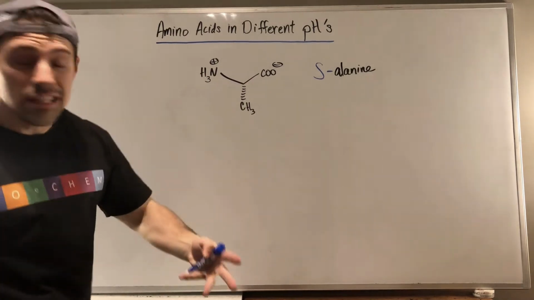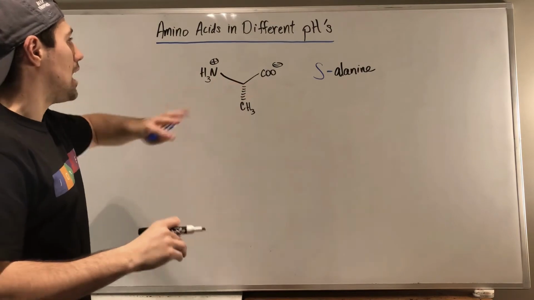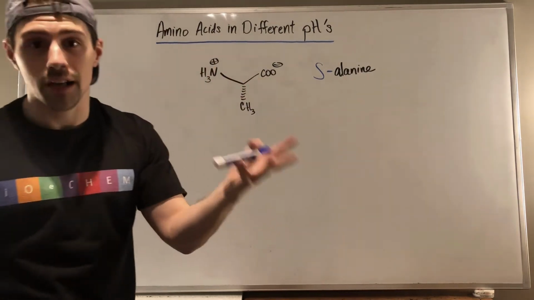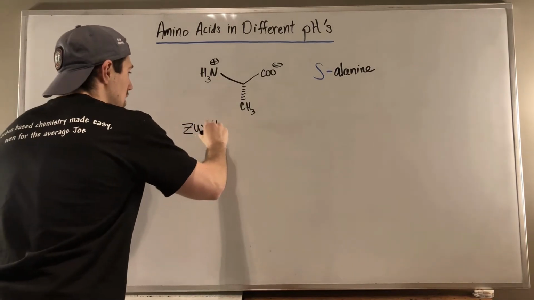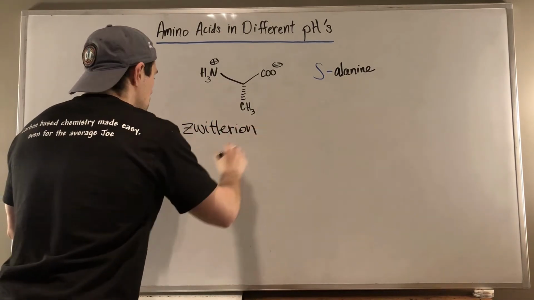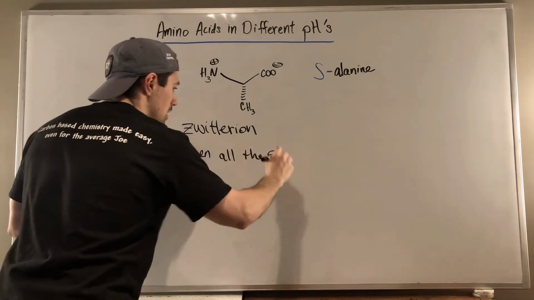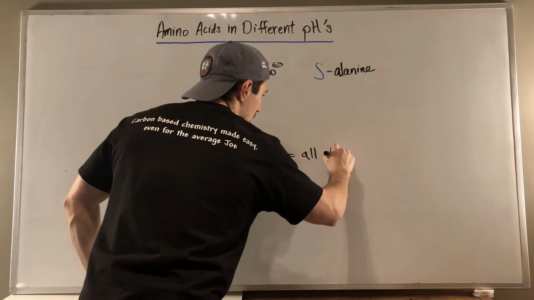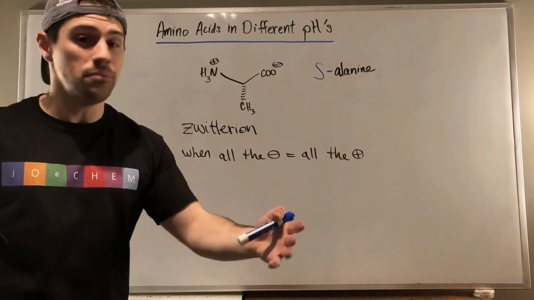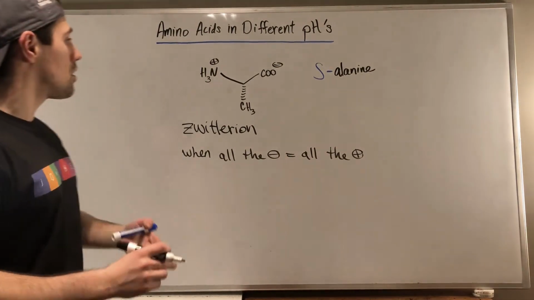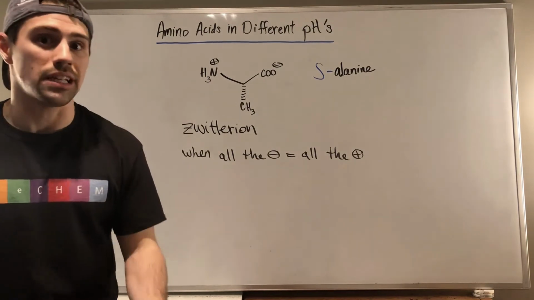And we'll get more into it, right? But when you have an amino acid that looks like this, and you have equal amounts of negative and positive charge, you have what is called, and this is my favorite word in organic chemistry, a zwitterion, okay? That's when all the minus equals all the plus, right? So if we have 1 and 1, we have a zwitterion. If you have 2 and 2, you have a zwitterion, right? So that's pretty cool.